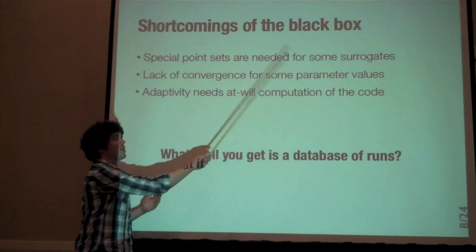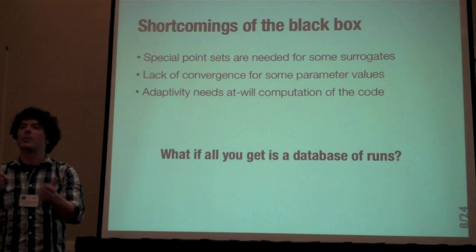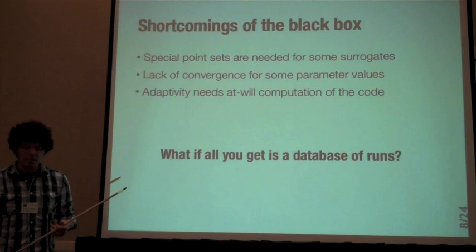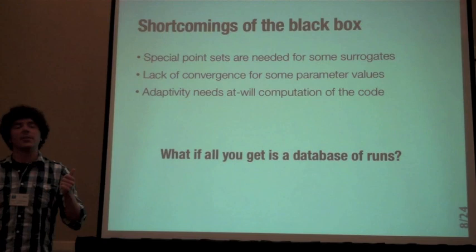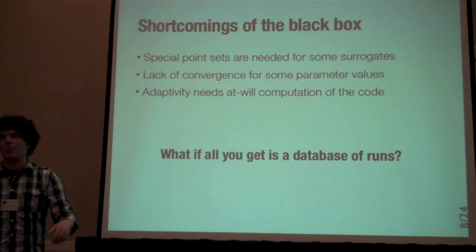And then if you want to do something that's adaptive, then you might have to go back to the code at will and ask it to recompute again and again if you want to adaptively compute some kind of a surrogate. But what happens if you can't call the code as frequently as you want because you're on a limited computational budget? You've been given so many CPU hours on the supercomputer, you've run out of them, and you haven't completed your tensor product of Chebyshev points or something like this, then what are you going to do?